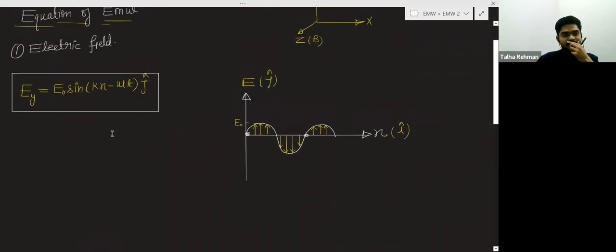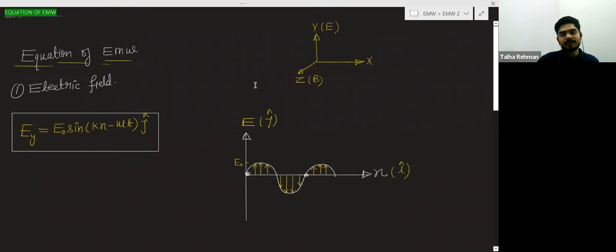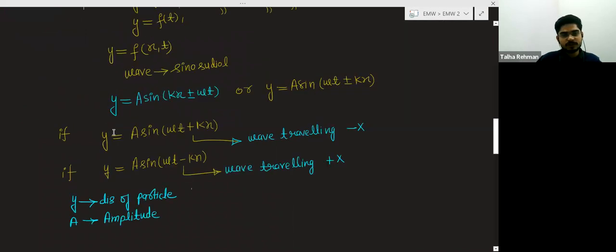Now the equation of the electric field is given by E equals E naught sin(kx minus omega t). You can compare this with the general equation: y is the displacement, a is the maximum value of the particle displacement, sin omega t, or here it can be plus or minus kx, or kx minus omega t. The equation can be in this form or this form. So focus on one type of equation: y equals a sin(kx plus or minus omega t).